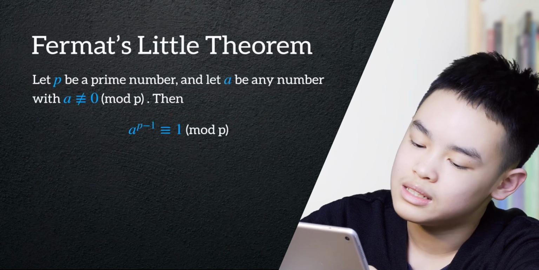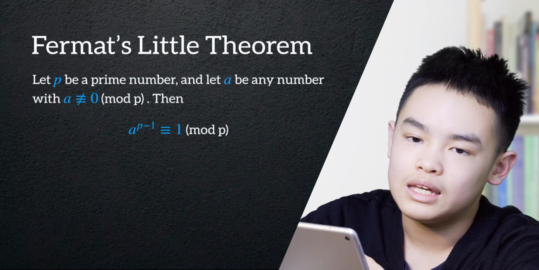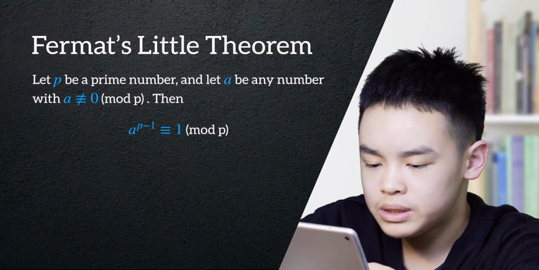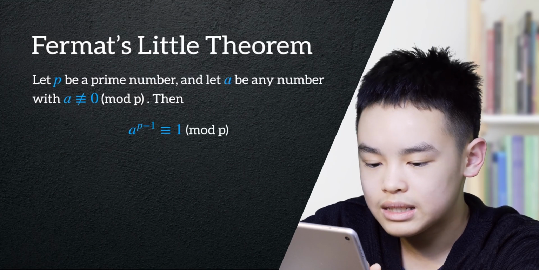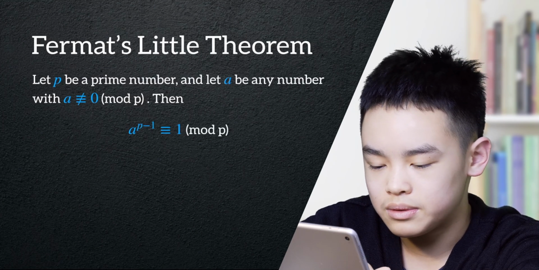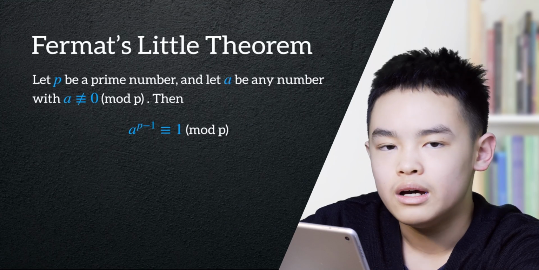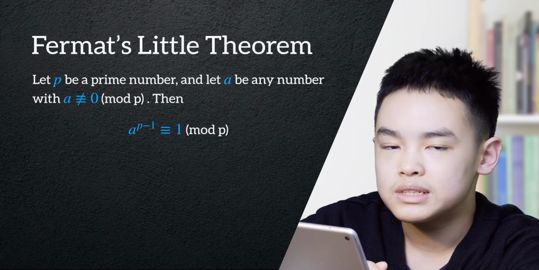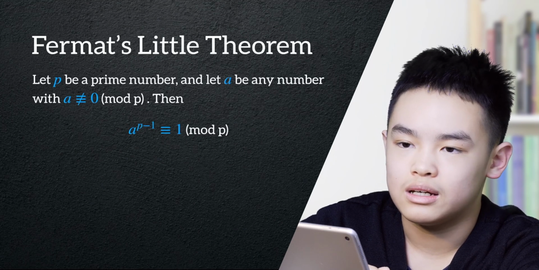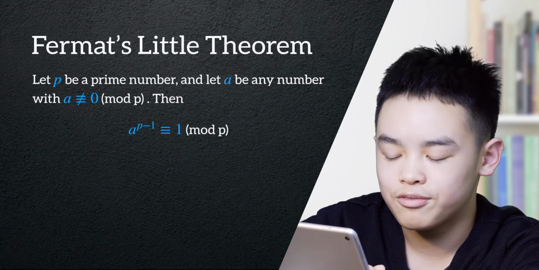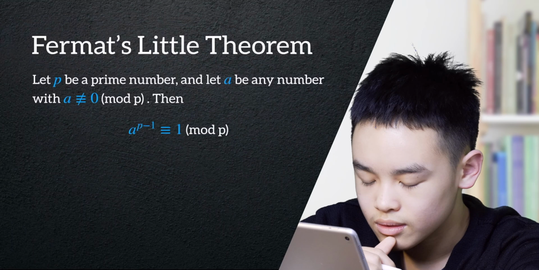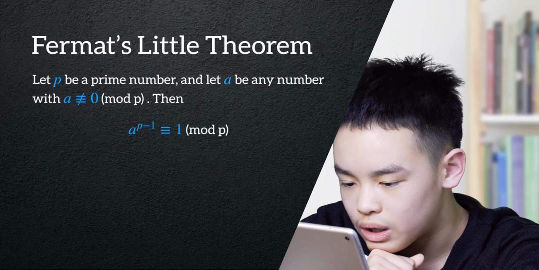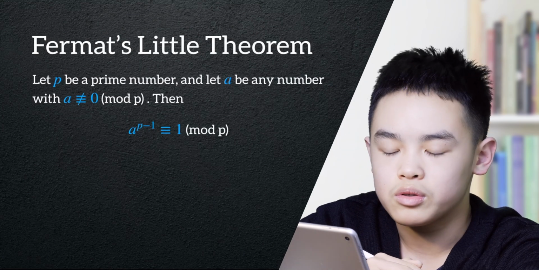And Fermat also found this pattern. And he thought, can I get a theorem out of this pattern? And this is his little theorem. Let P be a prime number and A be any number such that A and 0 are not congruent modulo P, which basically means that A is not a multiple of P. And also, since P is a prime number, A cannot divide P. Then a to the p minus 1 power is congruent to 1 modulo p.